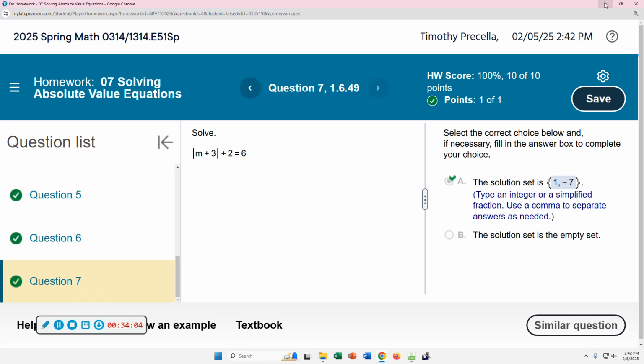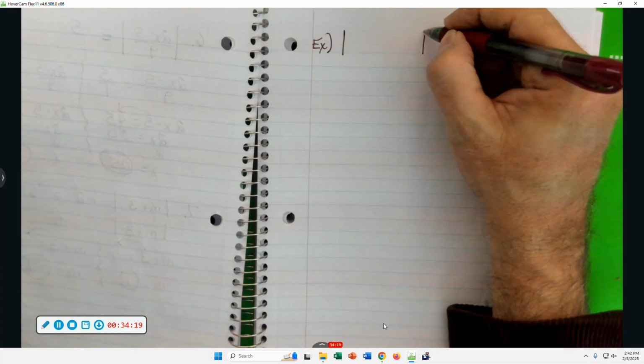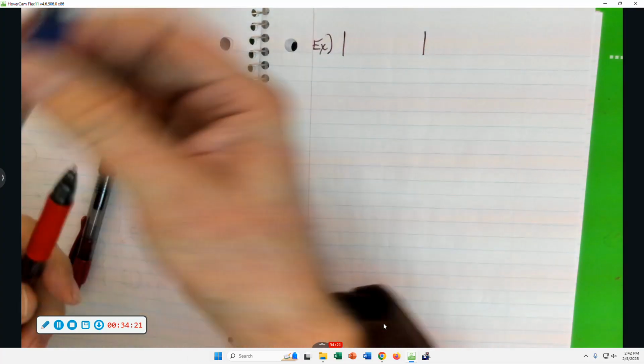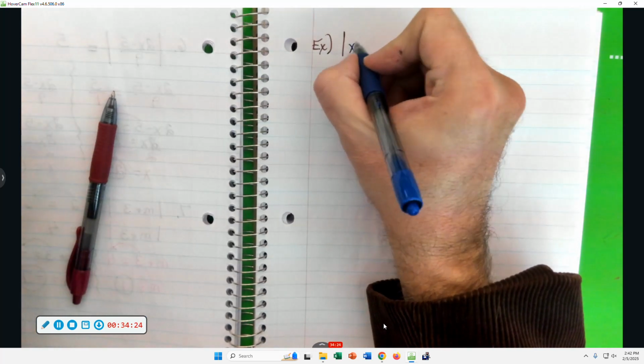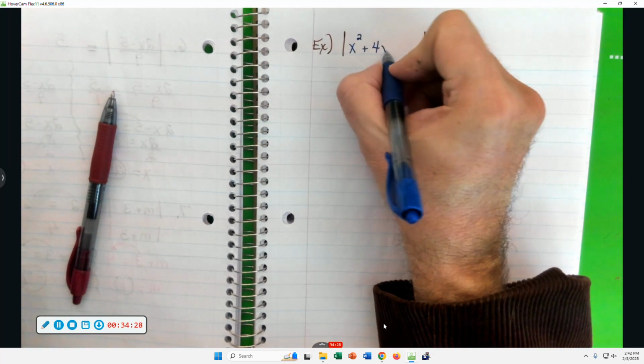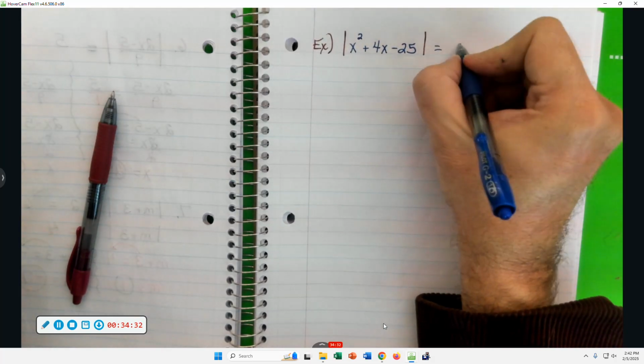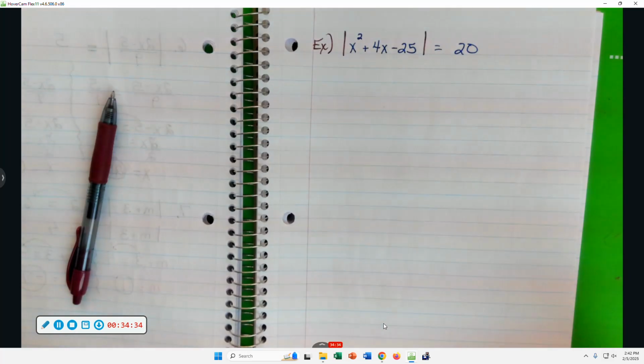Here's another one. This is going to pop up on Monday with inequalities. It's going to be the hard part of number 11 that we do on Monday. Absolute value of x squared, oh, it's quadratic. I said x squared plus 4x minus 25 equals 20.